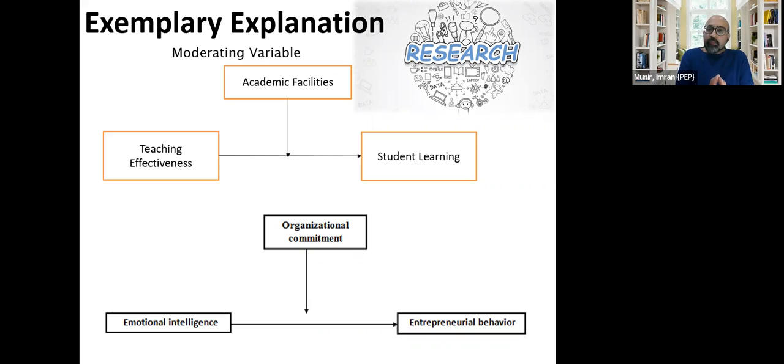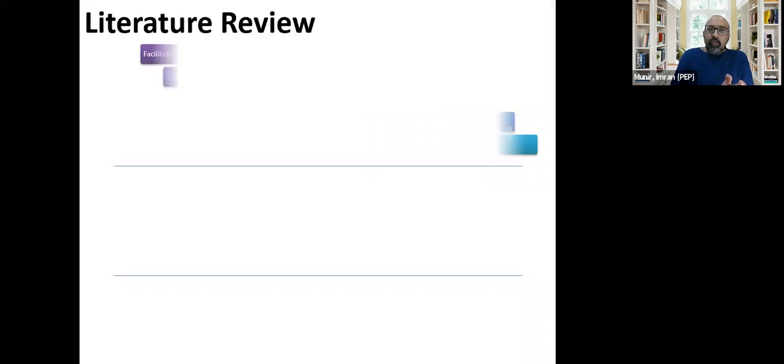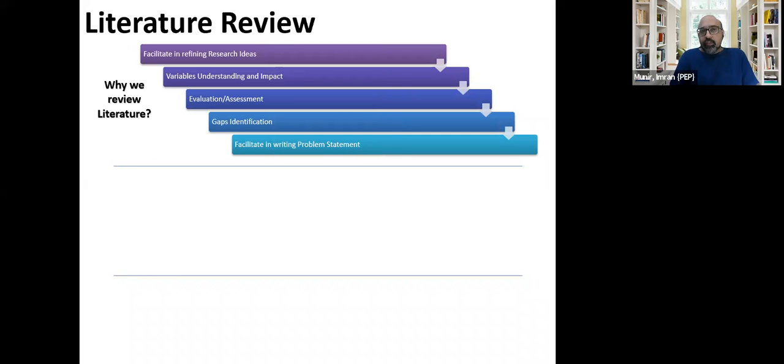Because if your framework is mistakenly wrong, it means your whole paper will be going in the wrong direction, right? So literature review, why do we review literature? Once you start skimming the 30 papers, you will be reviewing the literature, so you must know why you are reviewing it. What would be the extracted materials from this literature review?